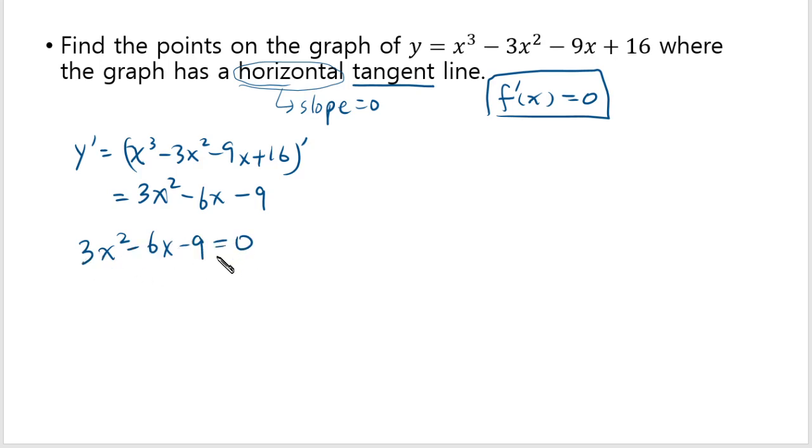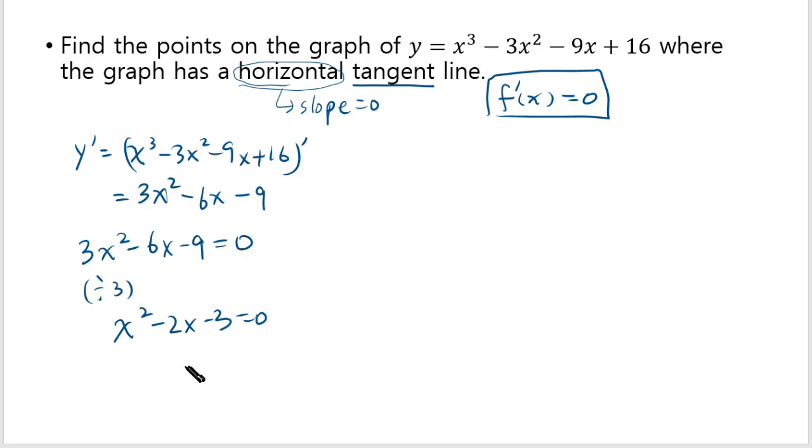Now this is a quadratic equation, so at least we can use the quadratic formula to solve this if we can't find out how to factor. That would be very unfortunate because the quadratic formula is ugly. But here we see that everything is divisible by 3, so why not divide by 3 and see if we can get something simpler? We have x squared minus 2x minus 3 equal to 0.